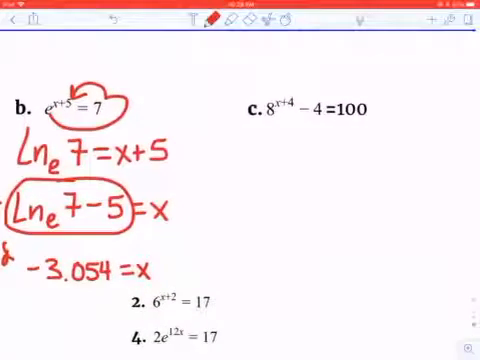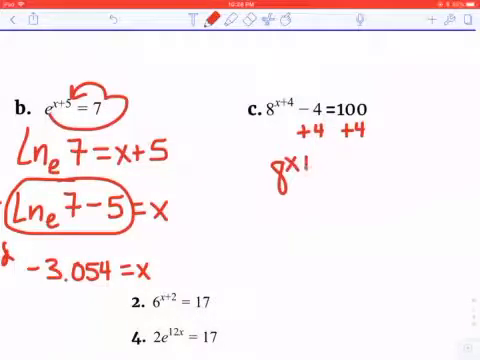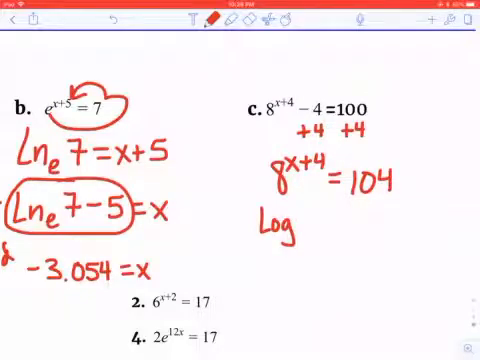And then for part C, we first need to get the part that has our exponent by itself. So let's add 4 to both sides first. So we get 8 to the x plus 4 power is equal to 104. But then we can't write 8 and 104 so that they have the same base. So once again, we need to use log. So we put log base 8 of 104 equals x plus 4.